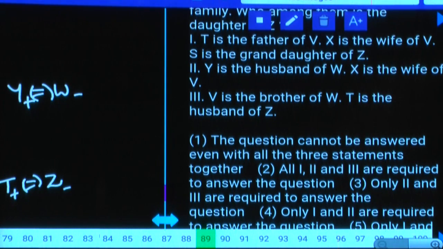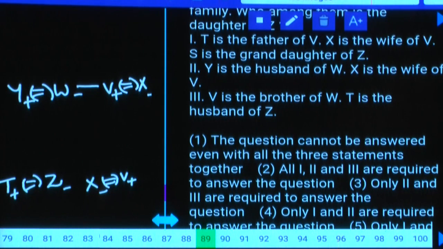Now we are checking out condition number 2. X is the wife of V, you can represent it like this. Now two couples, and in the third one, 2 and 3. And V is the brother of W. As V is the brother of W, V will be here. And T is the husband of Z. By combining these, this is the information we have, isn't it? Now can you definitely say who is the daughter of Z? No. Hence 2 and 3 are not sufficient.